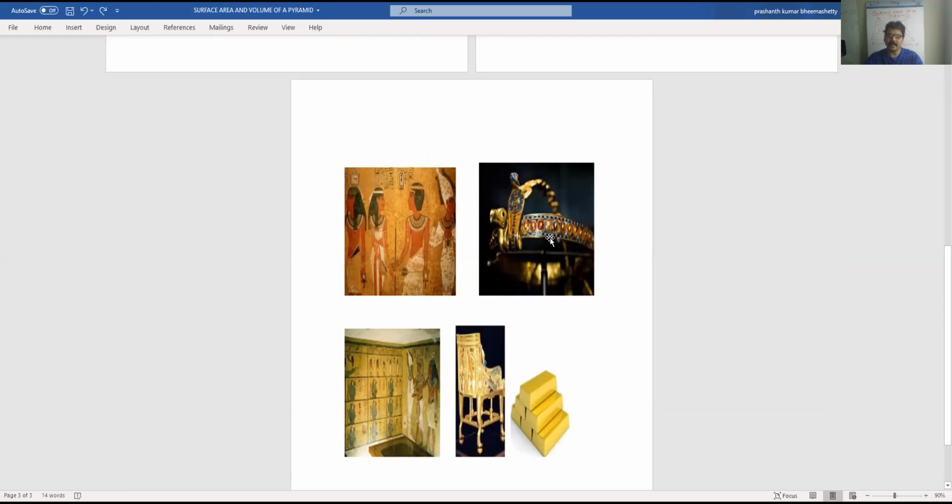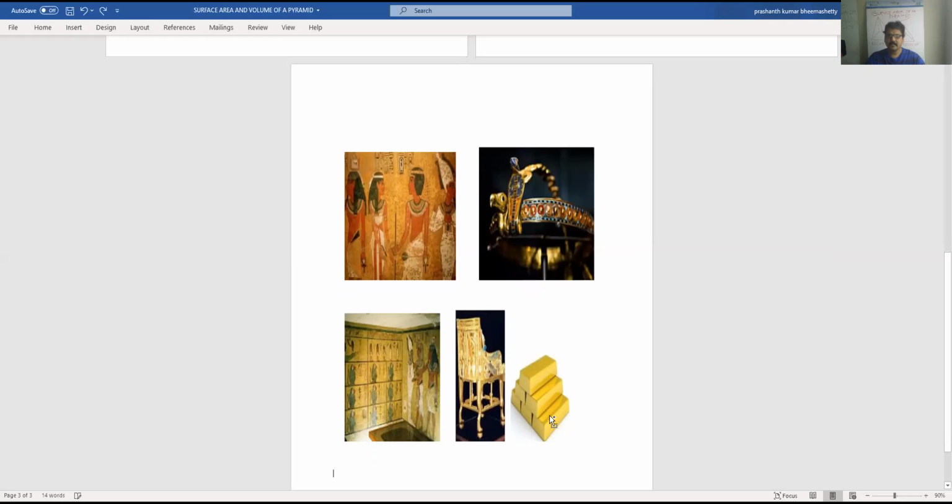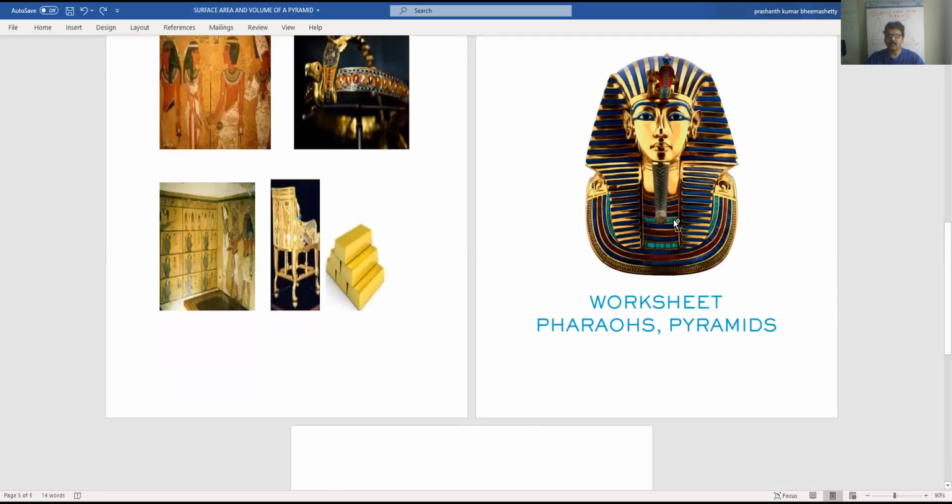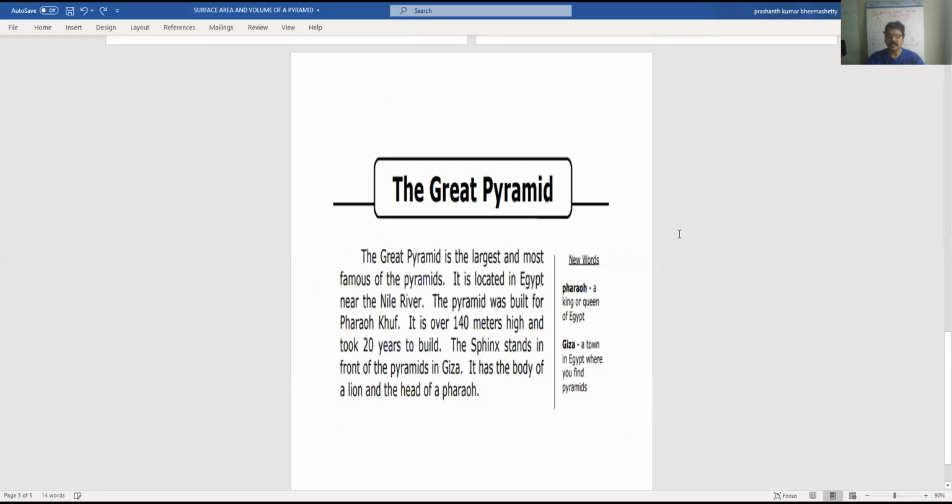This is their jewelry. You see some pictures painted on the wall. You'll see it's a chair made of gold. And there are some gold blocks here. So they're all well known for their wealth. And you see the picture of King Tut, Pharaoh. Let's move forward. So that's how exactly a pharaoh looked.